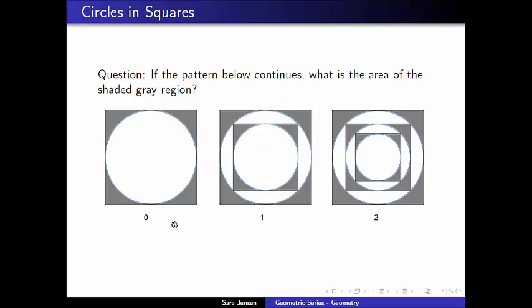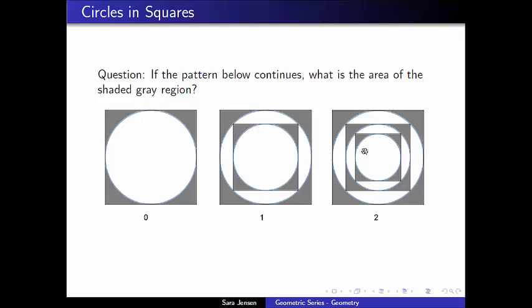We start with a square. Let's imagine a unit square. And on the inside of that square, we place a circle of maximal radius to be contained within the square. When we move from one stage to the next, we insert a square of maximal size inside the circle from the previous stage, and then repeat this process of placing a circle of maximal radius inside the square.